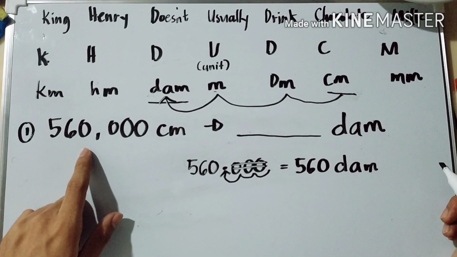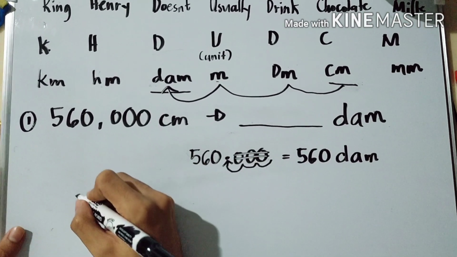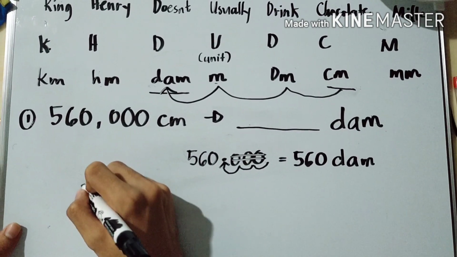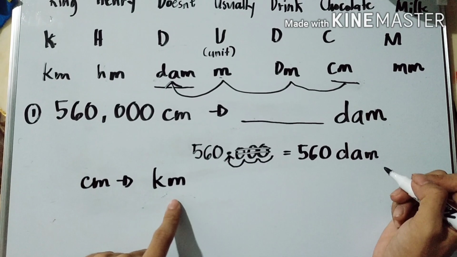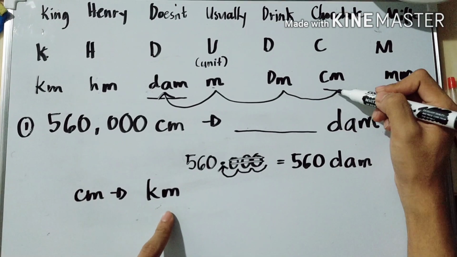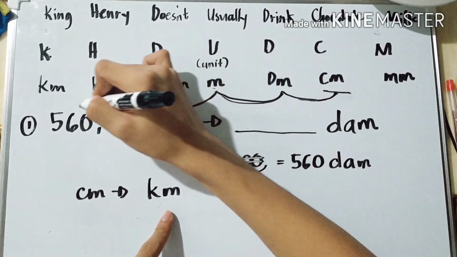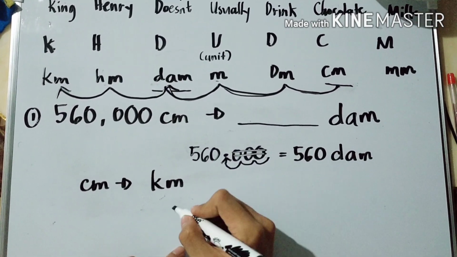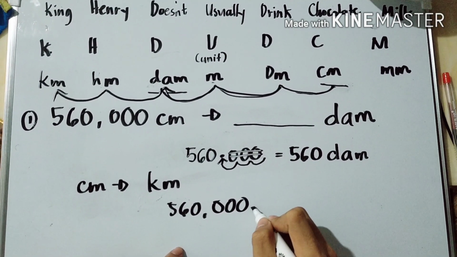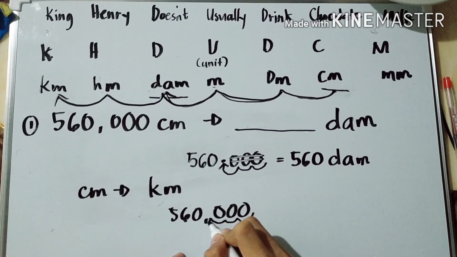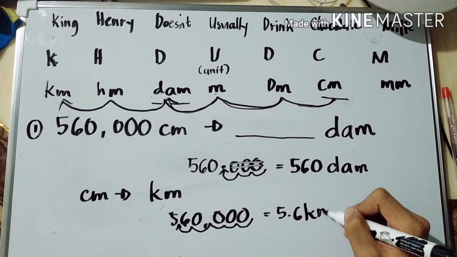How about naman 560,000, convert it to maybe kilometer. So, centimeter to kilometer. From centimeter, you move to kilometer: 1, 2, 3, 4, 5. So, 5 units to the left. From the decimal point, 5 units to the left: 1, 2, 3, 4, 5. So, it is equivalent to 5.6 kilometer.